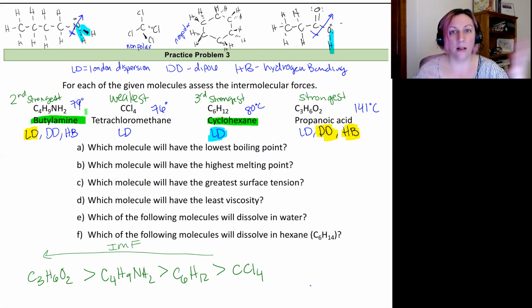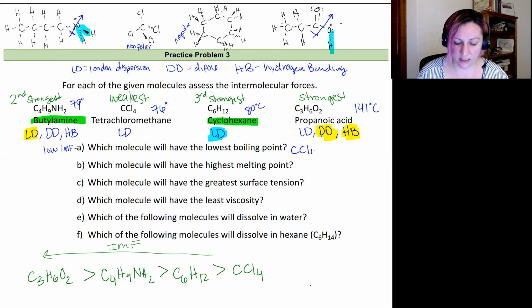So this has been a lot of work. We haven't even answered these questions yet. But now that we've done all of this, it'll be quick to go through these because we really need to know strongest versus weakest to answer them. So when we look at A and ask which one will have the lowest boiling point, we're really asking what has the lowest IMFs. And that, we've decided, is our tetrachloromethane. So our answer here is going to be CCl4.